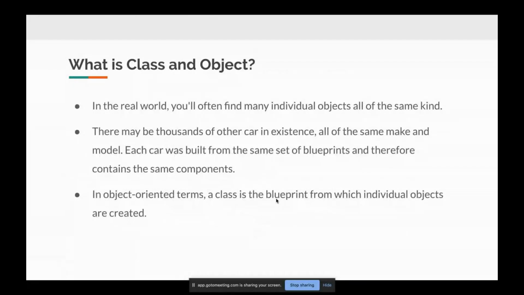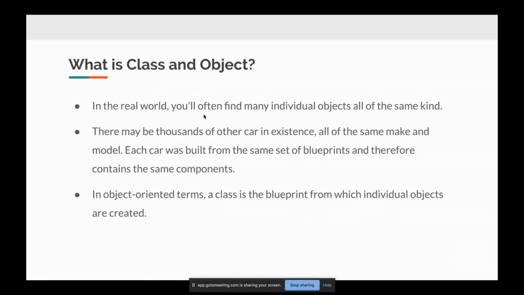Once the blueprint is ready, you can start making any number of pens you want based on that blueprint, and all the pens made out of the blueprint will share the same properties and the same behavior. You get my point, right? So a class is nothing but a blueprint of how an object exactly looks. In a programming language, we call this blueprint a class, and the instance of that class is called an object.